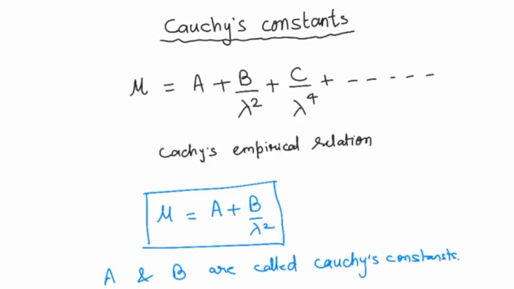Now, for determination of A and B, one quantity is the wavelength of light, and another quantity that we need is mu, that is the refractive index. Refractive index we are going to measure with the help of a spectrometer. We will take a prism and we are going to use a white source of light. What is that source? We will talk about that in a moment. White source of light.